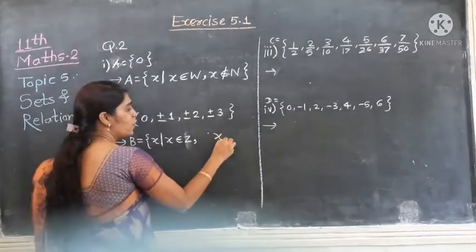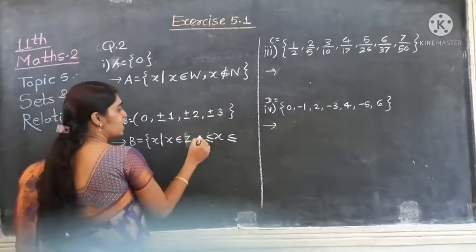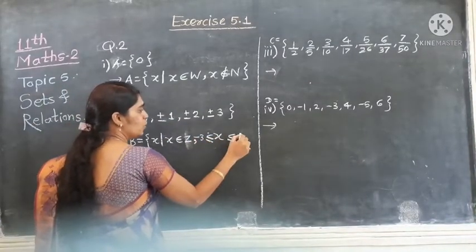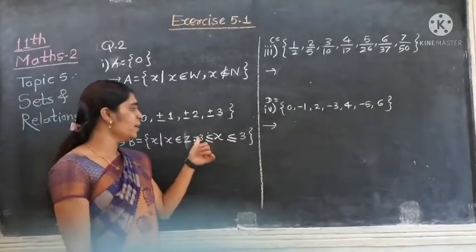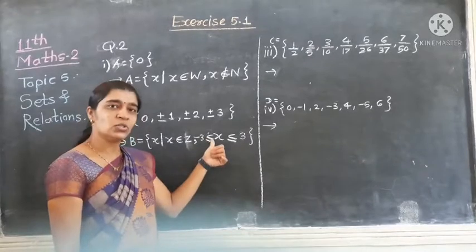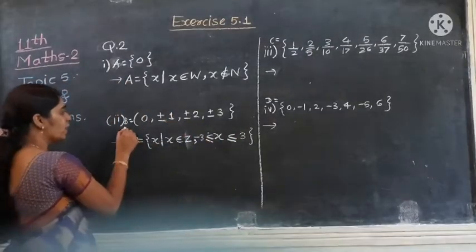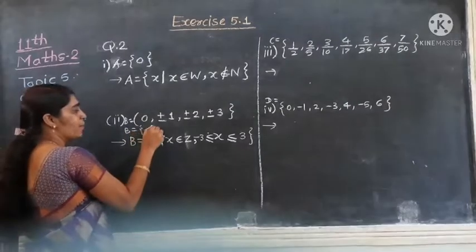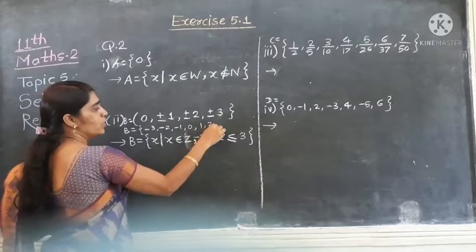And what is the value of x? x lies between minus 3 to plus 3. It means the value of x is minus 3, minus 2, minus 1, 0, 1, 2, 3. This set you can write in this way also: minus 3, minus 2, minus 1, 0, 1, 2, 3.